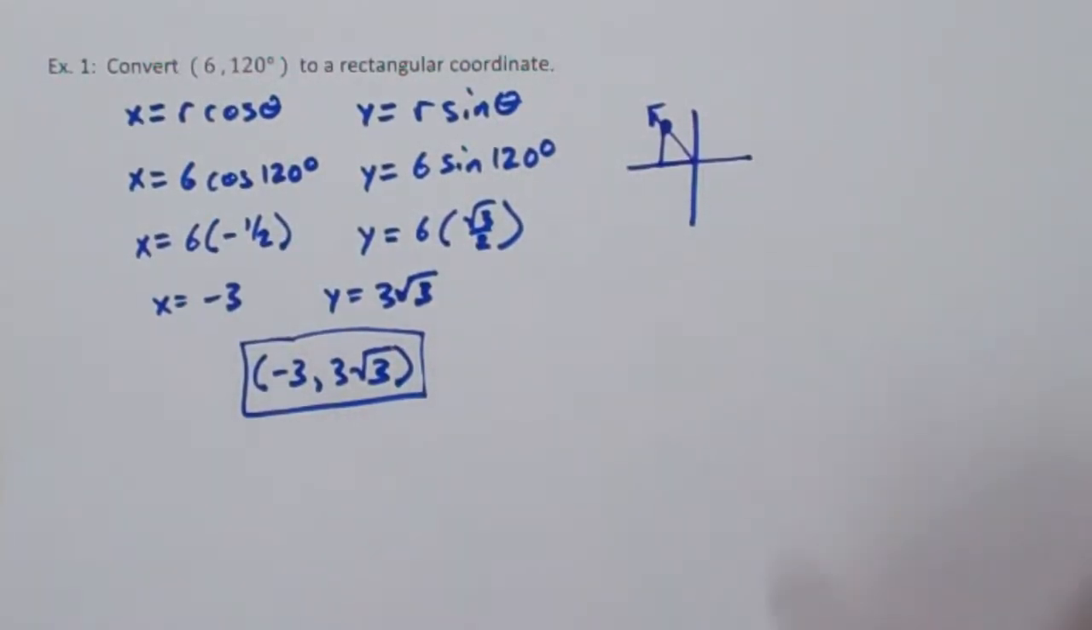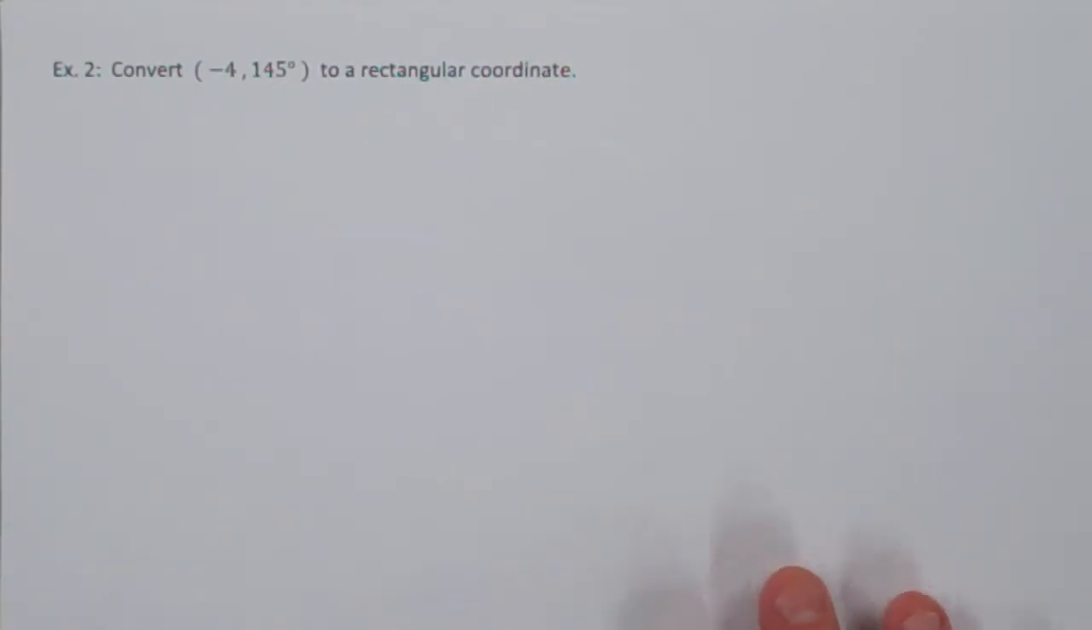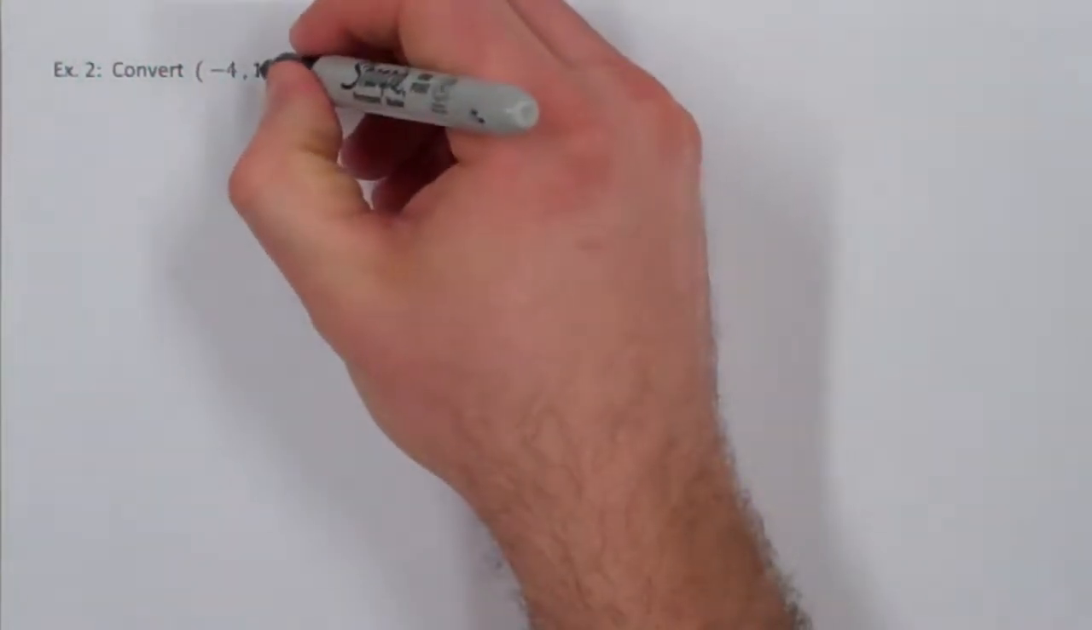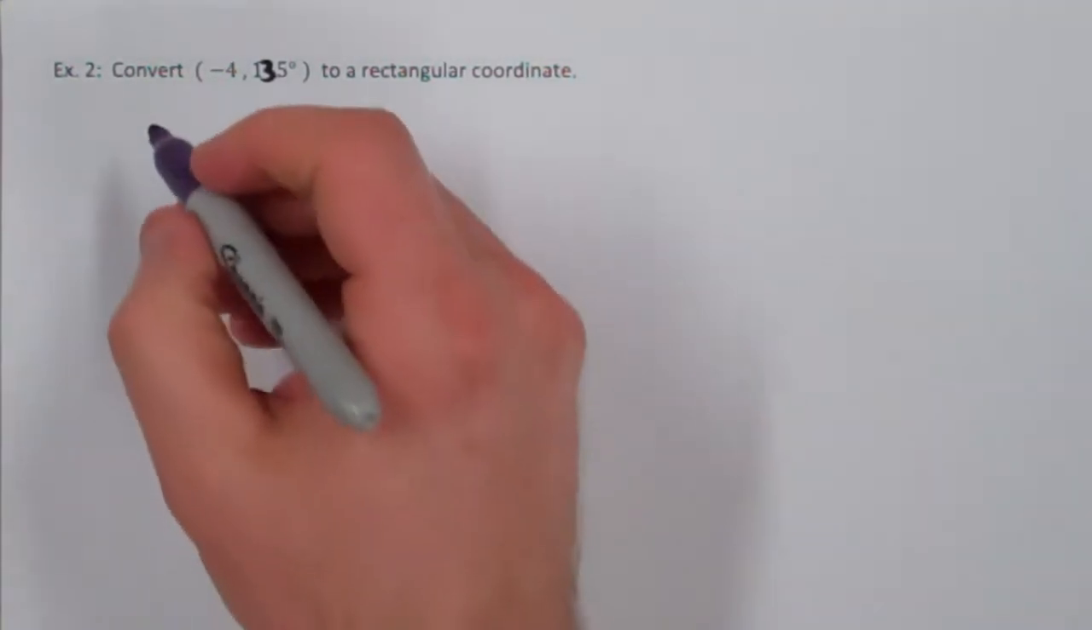Let's do another example. Let's do example 2. And example 2 says convert negative 4, 145 degrees. And actually, if you want to make a note of this, this should be 135 degrees. We could do 145, but this is not going to work out as well as 135 would. So we can use our same formulas.